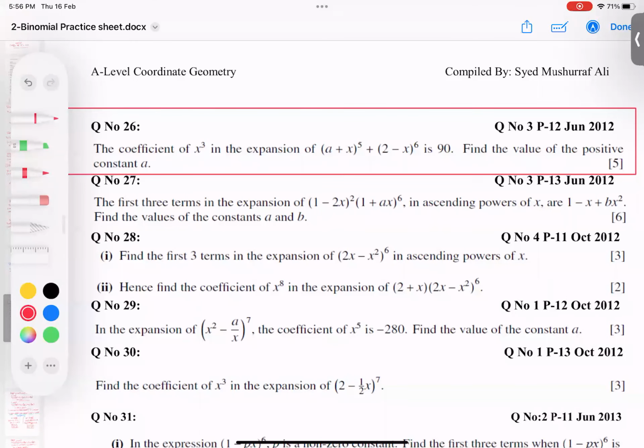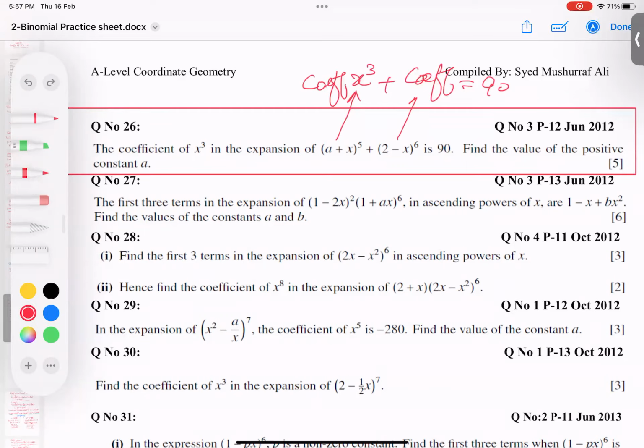Rahim, this is a question from June 12, second variant, question number 3. The question says the coefficient of x cube is 90 in the expansion of this plus this. It means the plan is: find the x cube coefficient from here, and find the x cube coefficient from here, add them, equals 90. This is the whole plan. And he said give me the positive value of a, not negative.